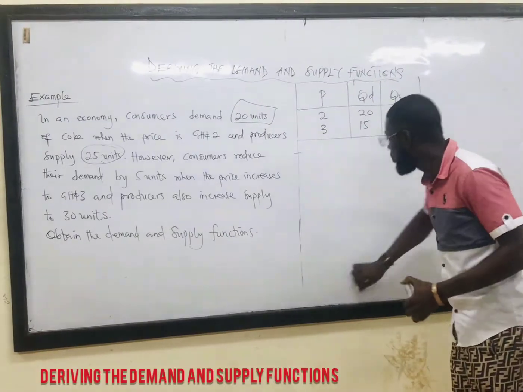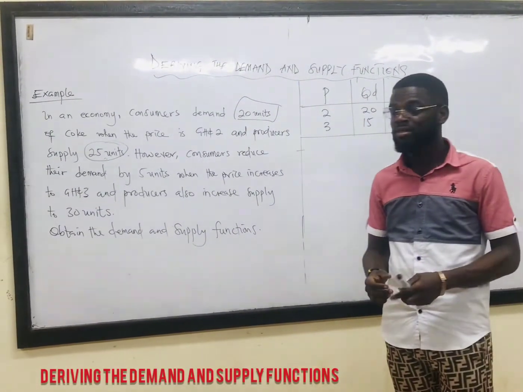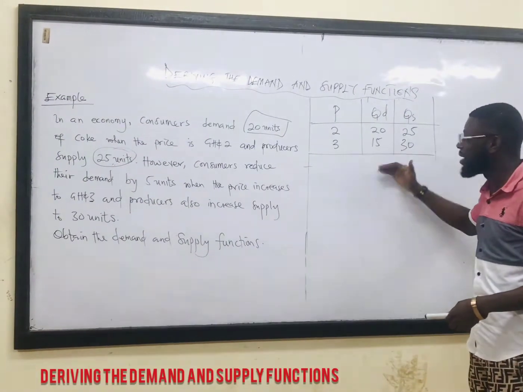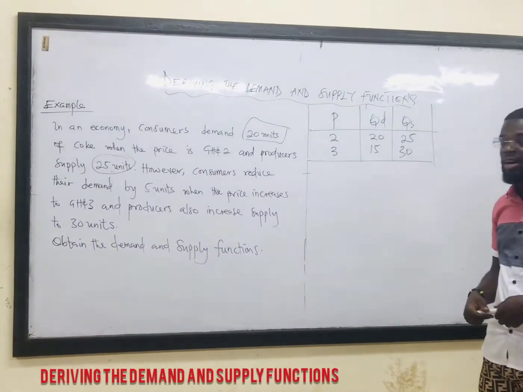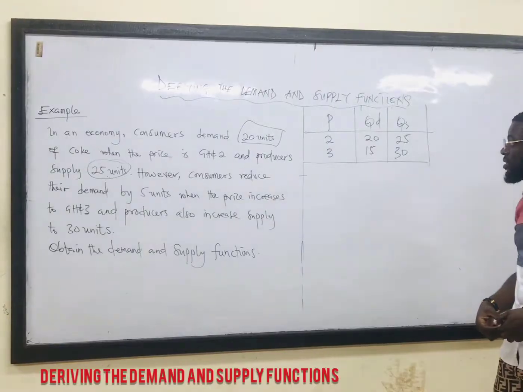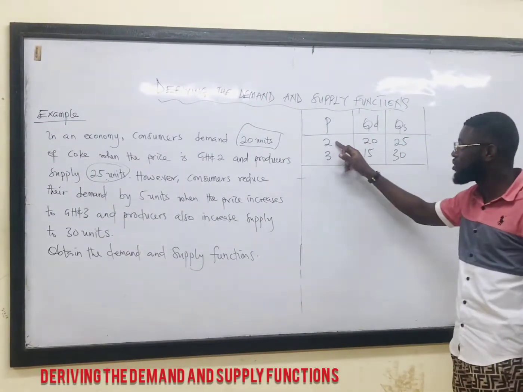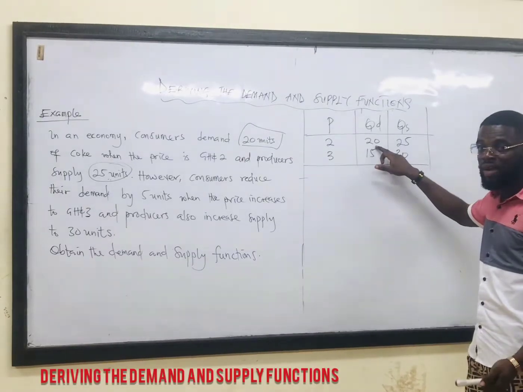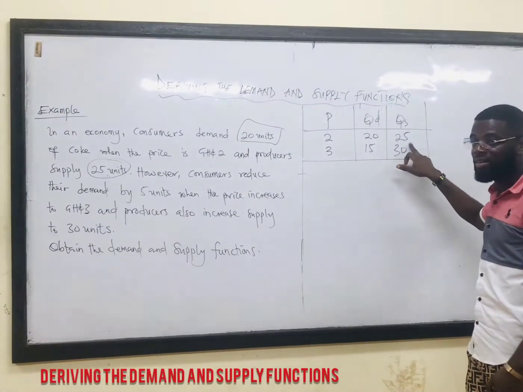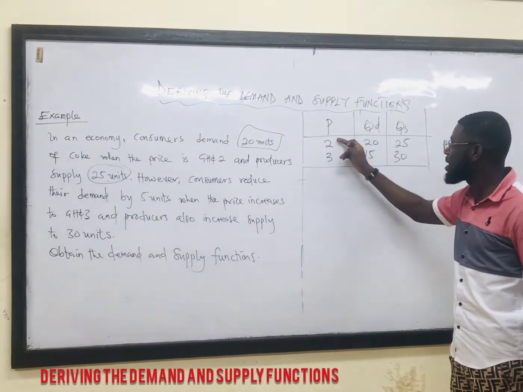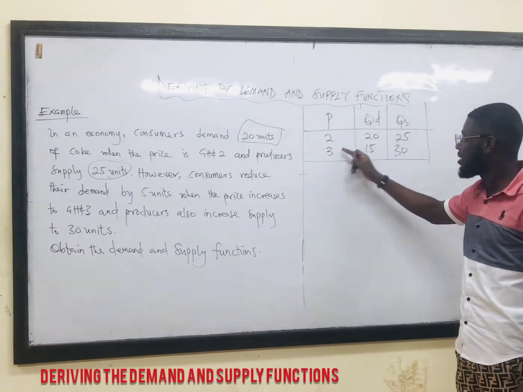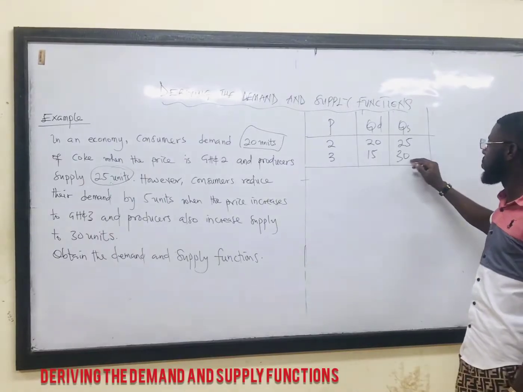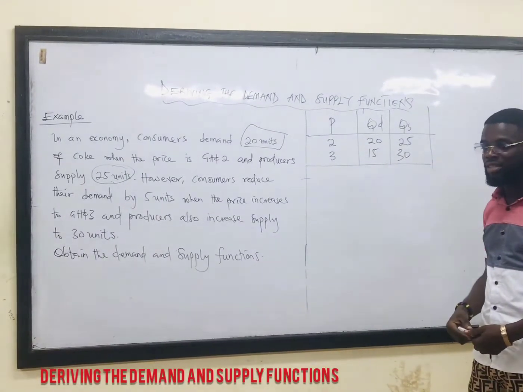So having gotten a demand and supply schedule, then we are going to base on the price level, quantity demanded level, and the quantity supply level to derive our demand and supply functions. So first, at price 2, 20 units were demanded and 25 units were supplied. When the price increased to 3, 15 units were demanded and producers increased to 30 units.